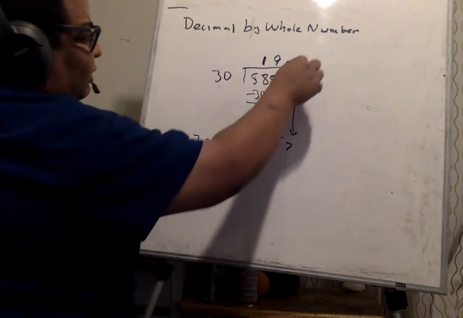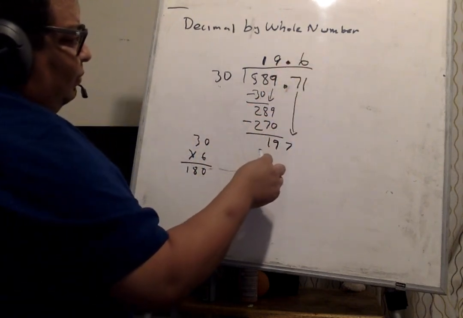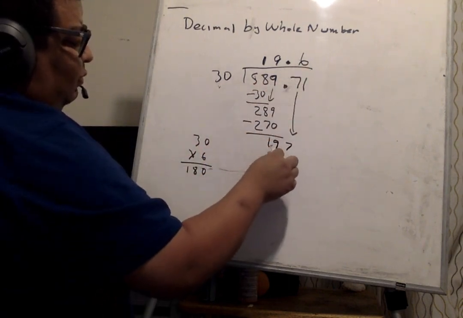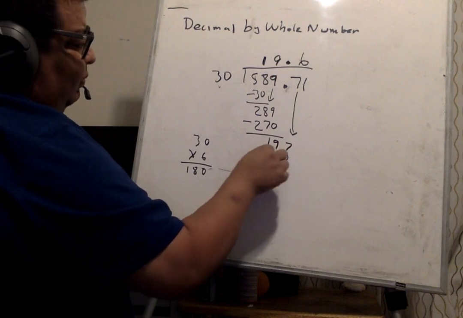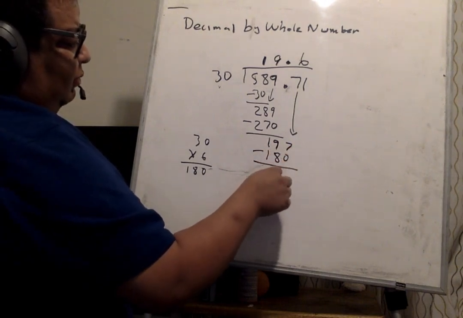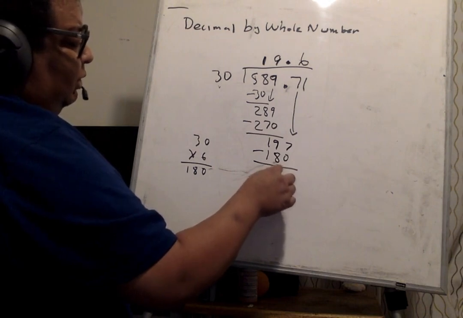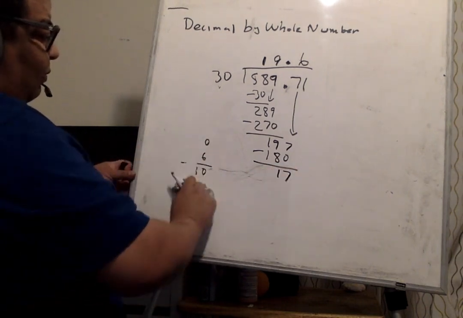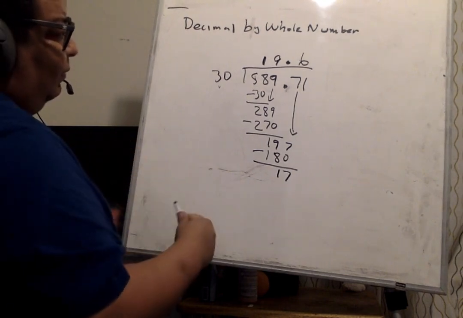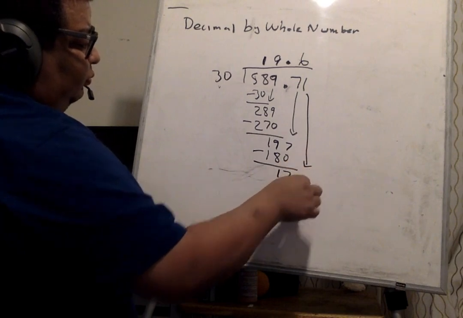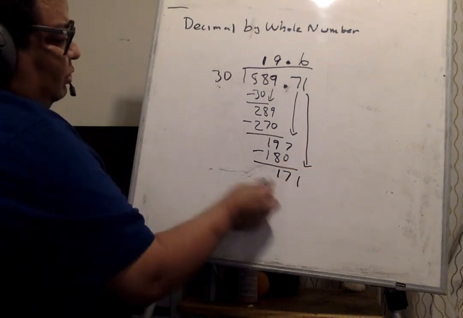Okay, so let's put the 6 here. And let's do 30 times 6, 180. 197 minus 180, that's 17. We have one more. Okay, so we bring down the 1. How many times does 30 go into 171?